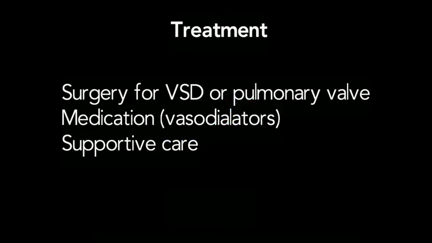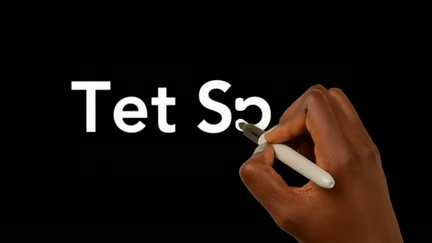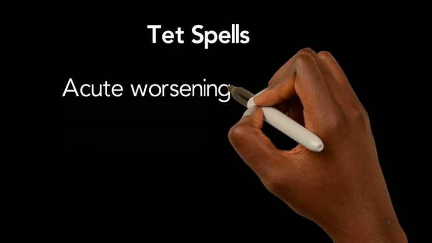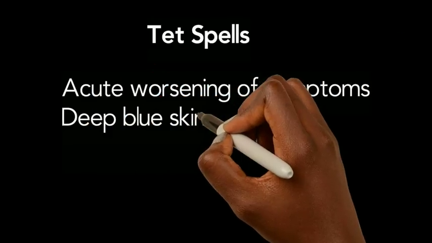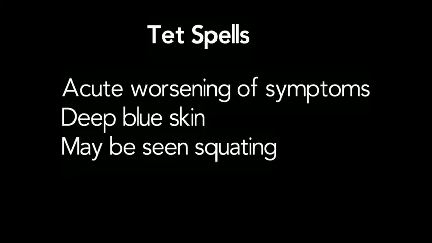So these kids can't always go to surgery right after they're born. They have to become strong enough, and supportive care are things that make it easier for them to breathe. We also need to note that there are these TET spells that they go into, which are an acute worsening of symptoms. We see that deep blue cyanotic skin, and they also may be squatting. The reason kids squat is because it helps them breathe better. By squatting, they cut off that femoral artery, and there's more blood going to the chest cavity, and thus more blood going to the lungs.